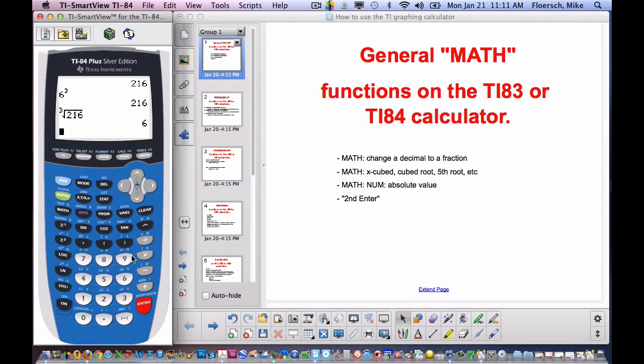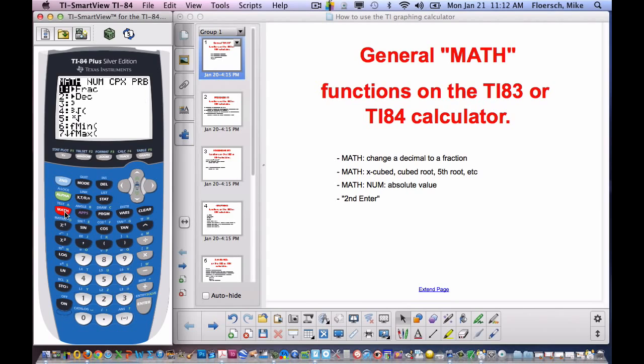Let's say I want to do the fifth root of a number. Let's try doing the fifth root of 216. So this time I'm going to do 5, math, and hit this x root symbol, and whatever number you put in front of this symbol will be whatever root you're talking about. So I'm going to do the fifth root, so I'm just going to hit number 5, then 216, and I hit enter, and it gives me 2.934, my answer.